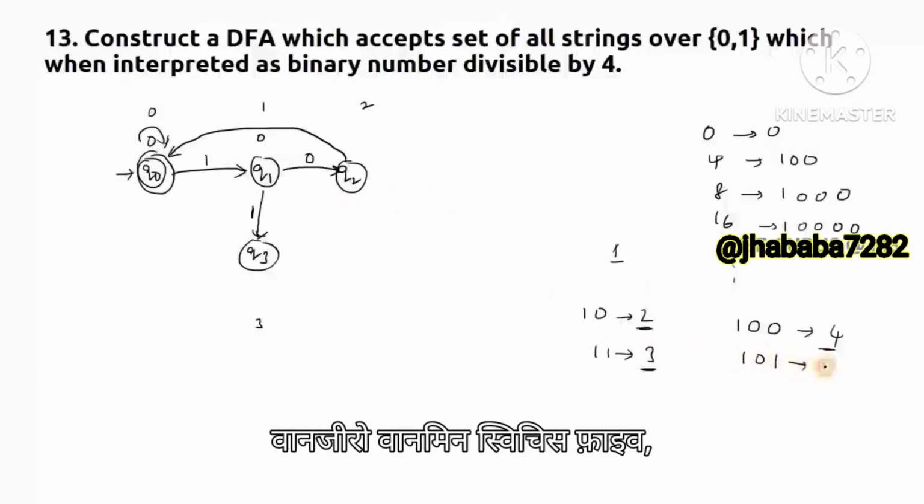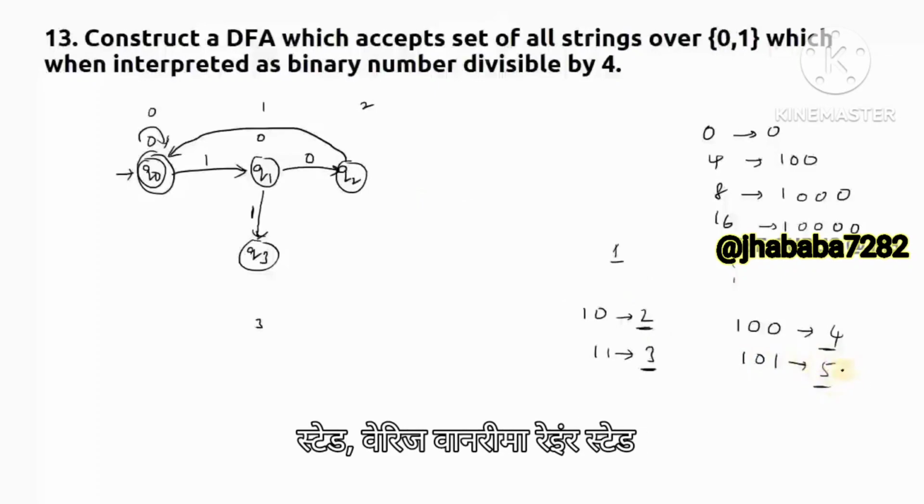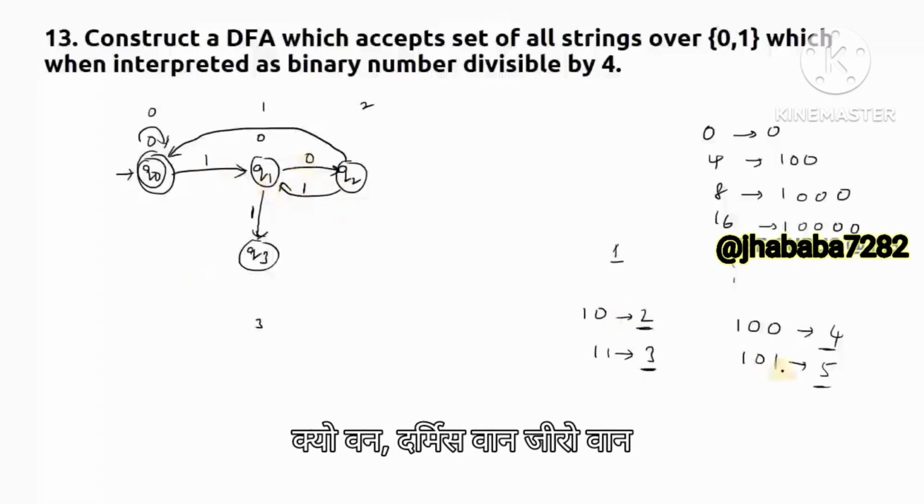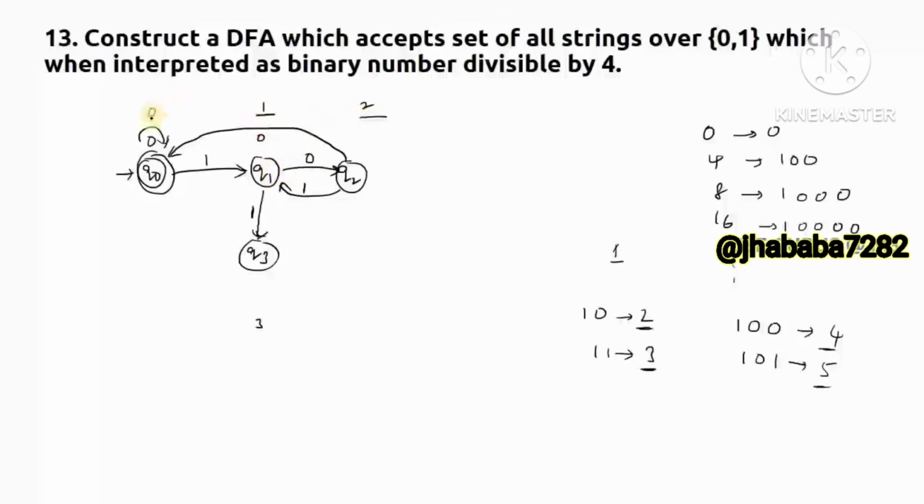Now from Q2, after taking 1, 0, if I give 1, what happens? 1, 0, 1 is 5. 5 means the 1 remainder state. Where is the 1 remainder state? Q1 is the 1 remainder state. So from Q2, if I give 1, it needs to go to Q1. These are all remainders, remember.